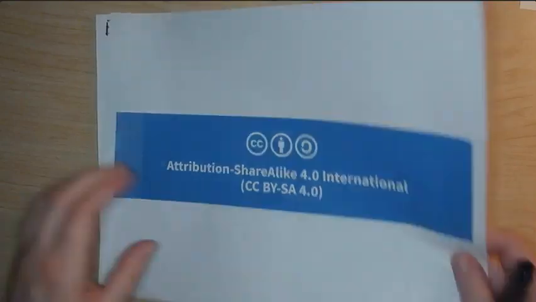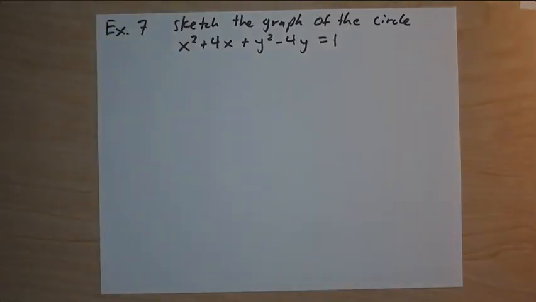This is Lab 22, Example 7. We want to sketch the graph of the circle x squared plus 4x plus y squared minus 4y is equal to 1. This equation of this circle is in standard form. And to sketch the graph of a circle, it's best if we know the center and radius of a circle.